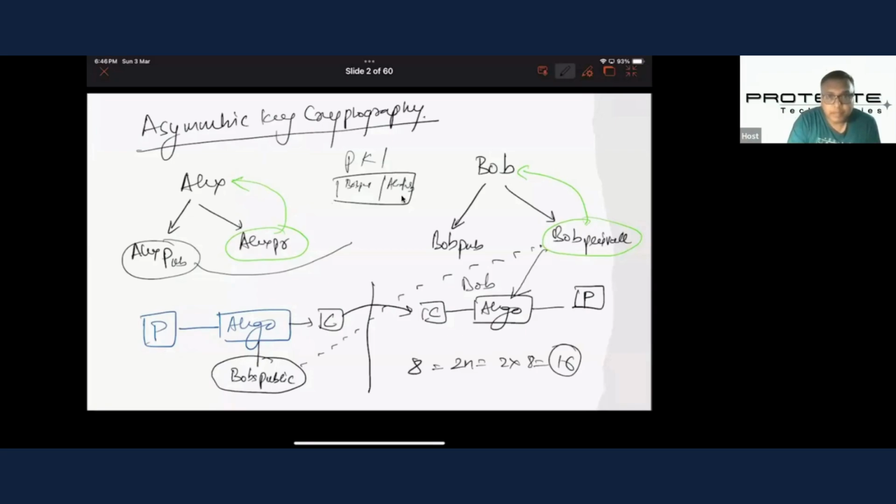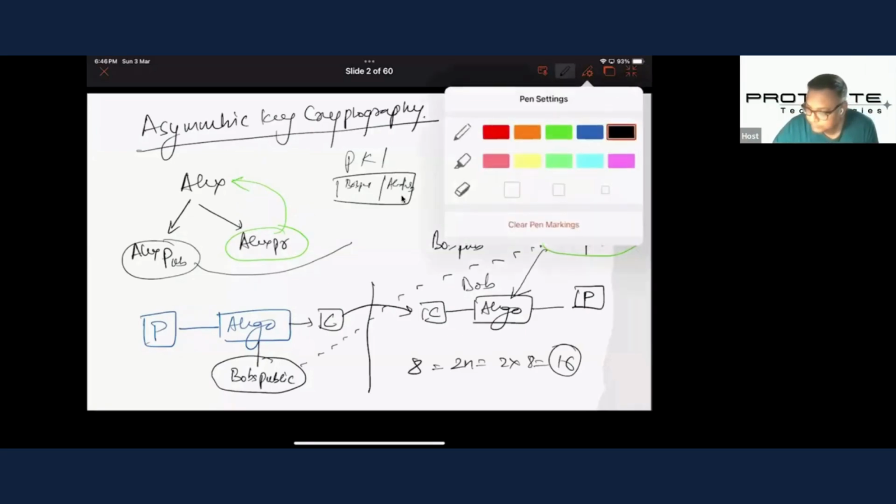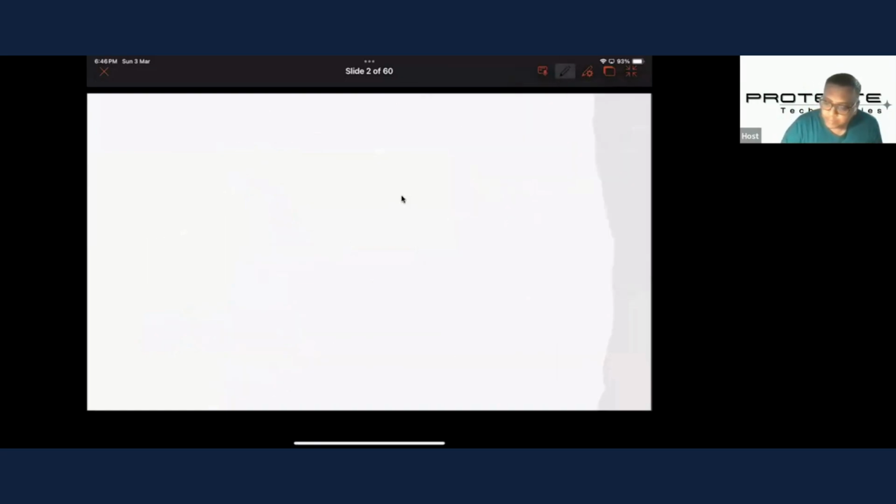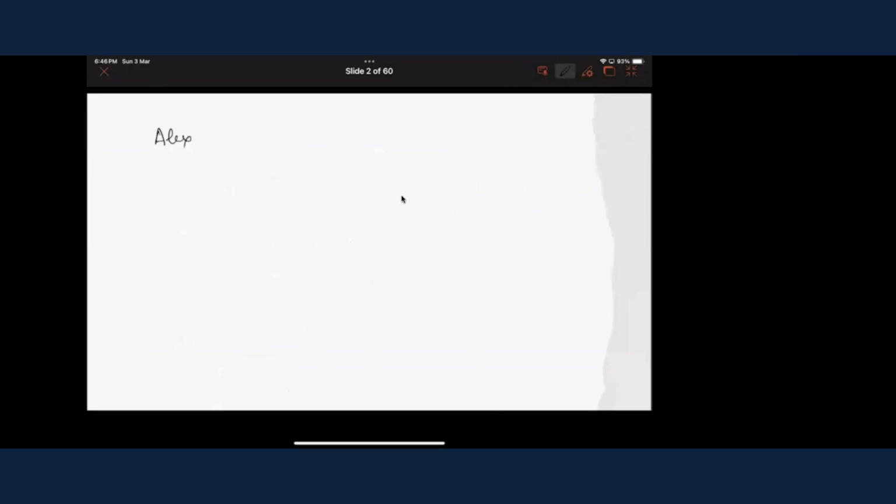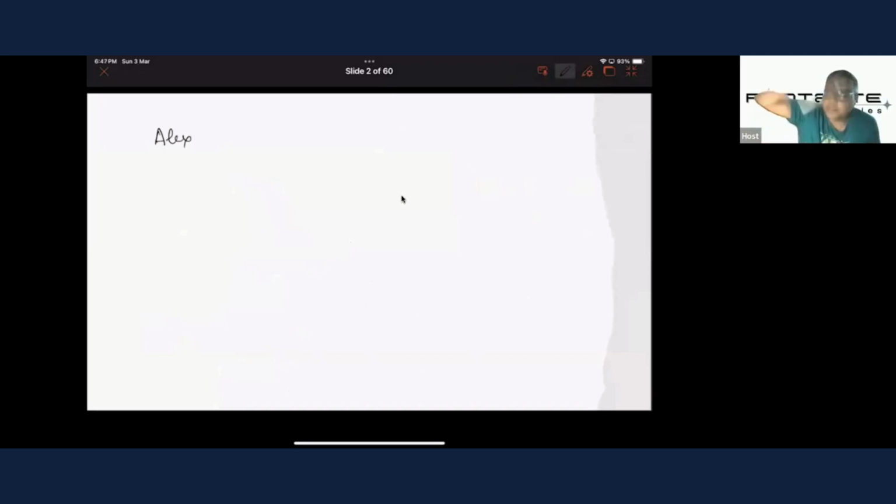Okay, Uday, not understood? Symmetric key is one key. You have to distribute one key to everyone. They can use that key, right?